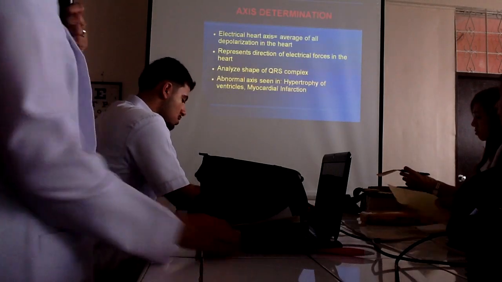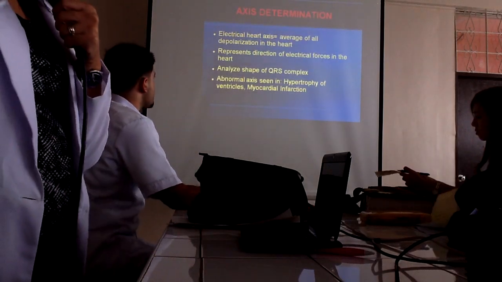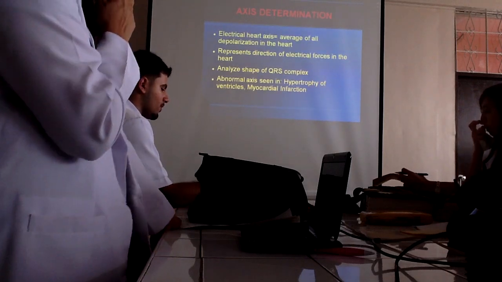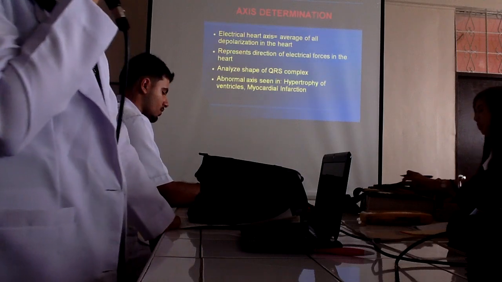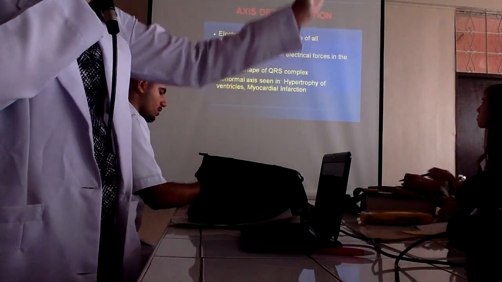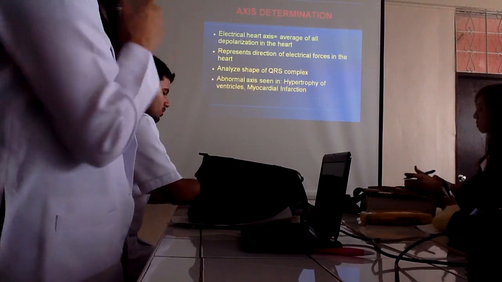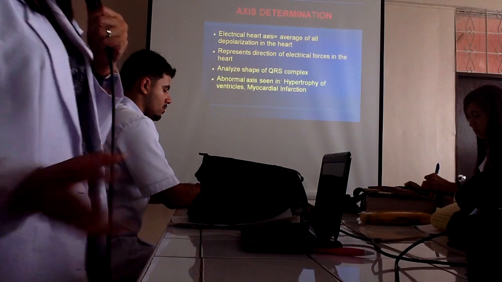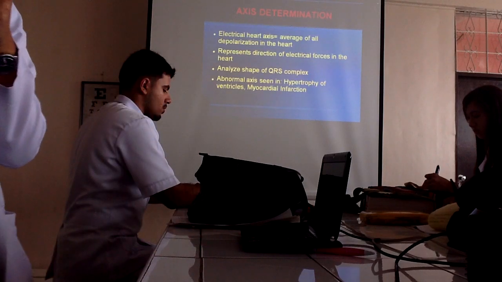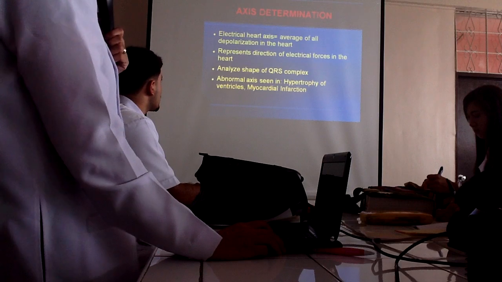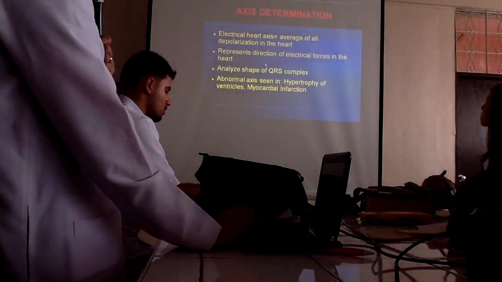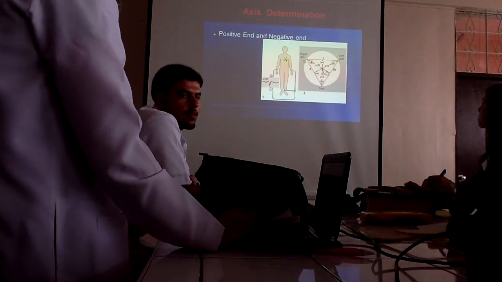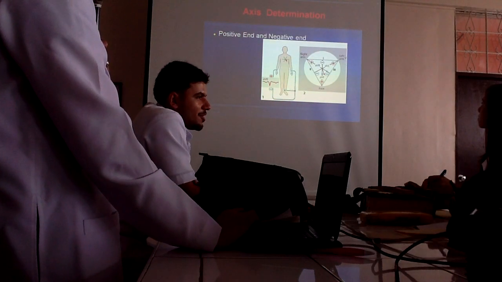Next. So, axis determination. Axis is a bit complicated, okay? But basically, your axis shows the average of all depolarizations in your heart, and it represents direction. So, going to the left, going to the right. Is it a normal axis? Abnormal axes are usually seen in hypertrophy of the ventricles, meaning your heart muscles are enlarged, your left or your right ventricles, and myocardial infarction. These are nice to know for now, but in third year, you have to know them.